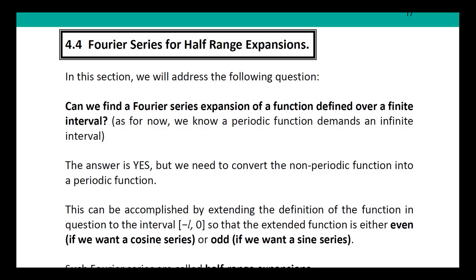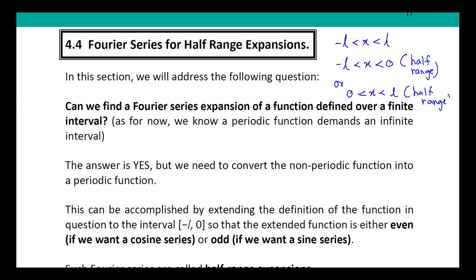This is the last topic in chapter 4, 4.4, which is Fourier series for half-range expansion. Half-range means that before this, the range was from negative L less than x less than L. But now, given to you is a half-range, for example, from negative L less than x less than 0, or 0 less than x less than L. This one we call half-range. Before this is full range.